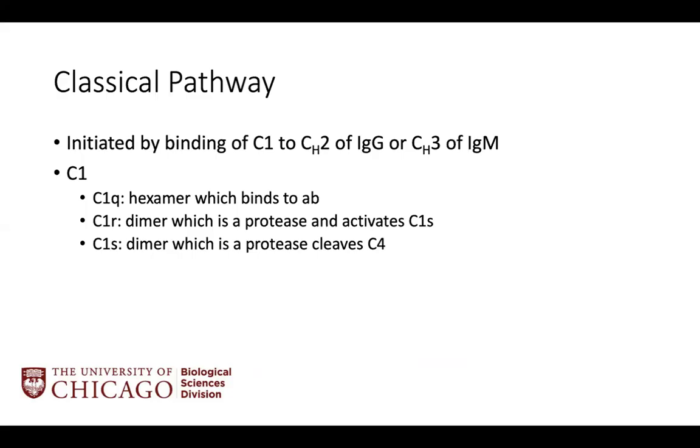Okay, moving on is the classical pathway. So this is initiated by binding of C1, complement 1, to IgG or IgM. On IgG, it happens to be the heavy chain region 2, on IgM, region 3.